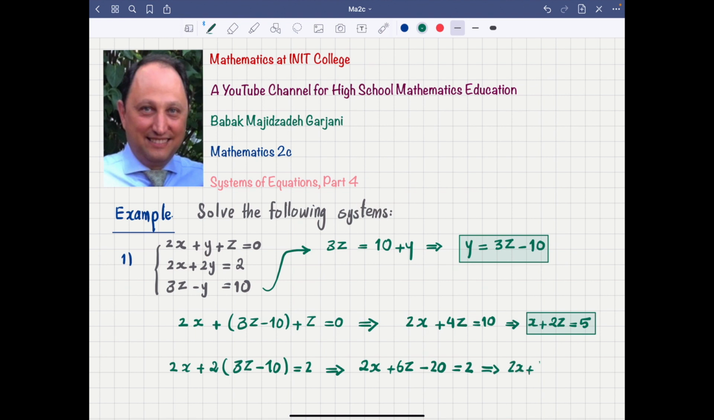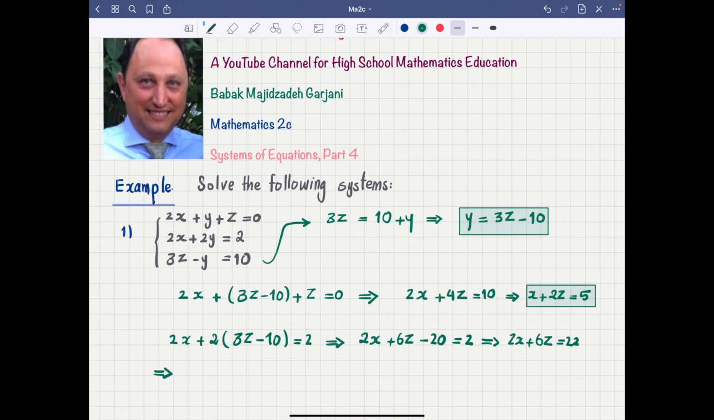So it becomes this number plus 22. Agree? But of course, it is better not to stop here. What I do, I will divide everything by 2 to make it simpler. So it becomes x plus 3z equals 11. Okay, so it is a little bit lengthy, but it is not difficult.